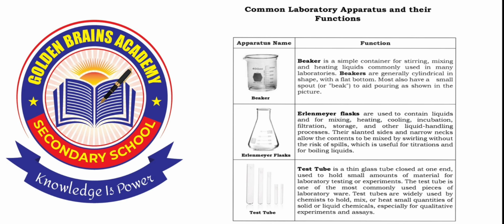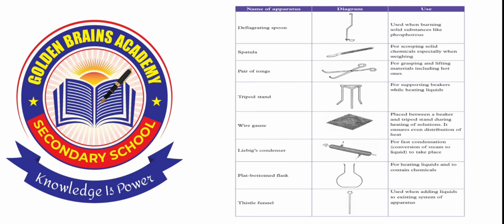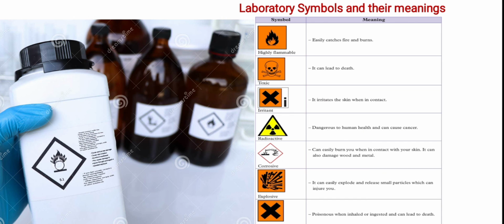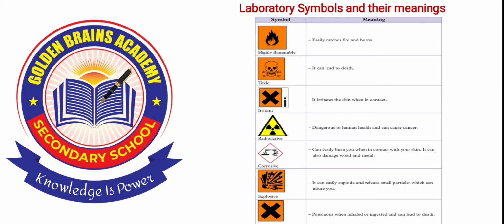Now, these are more examples for you to see and to know their functions. You can pause the video and see what role this apparatus perform. Now here we have some laboratory symbols that we use in the lab. These symbols, sometimes you find them not only in the lab, but sometimes on cars, on buildings, sometimes at the gate, and they symbolize things. Sometimes you find them on signposts.